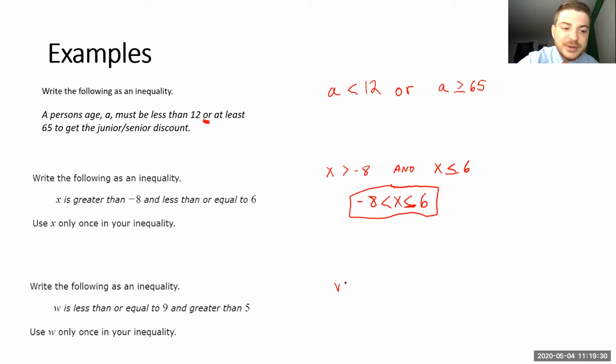So W is less than or equal to 9. And then it says, and W is greater than 5. So go ahead, take a second here. Remember, to get your points today, you do need to participate. So Isaiah's already got it. Great work.